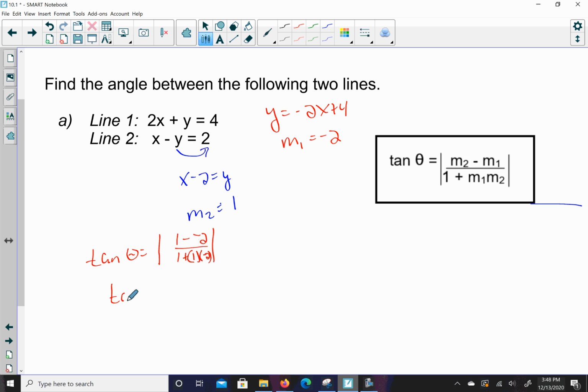And when I do that, I get the tangent of theta is equal to 3 over 1, no, that's -1, yeah, that's -2, so -1. So this will be a slope of 3 over 1. So now I'm going to do the inverse tangent of 3 is equal to theta. Getting out my calculator.